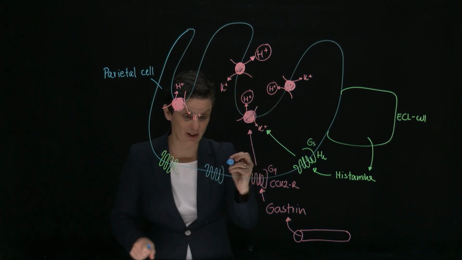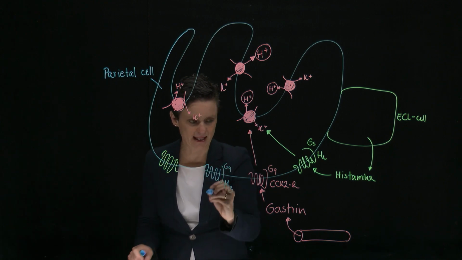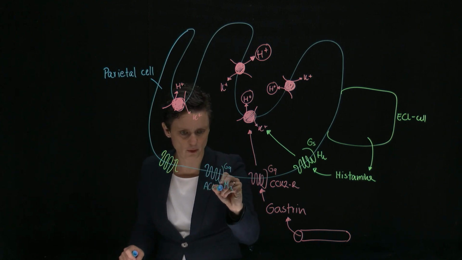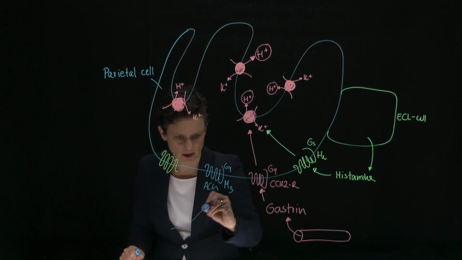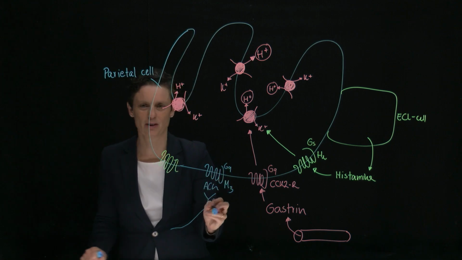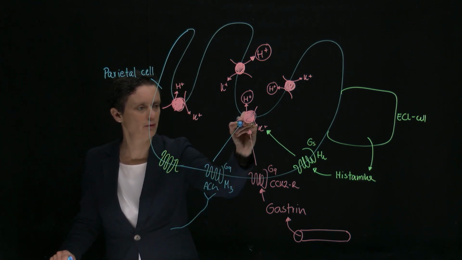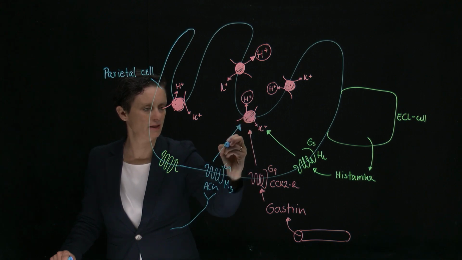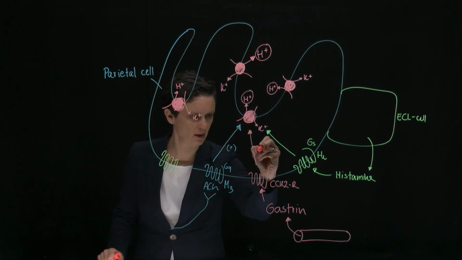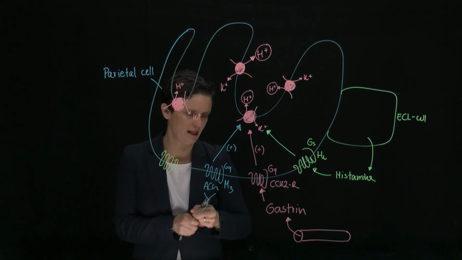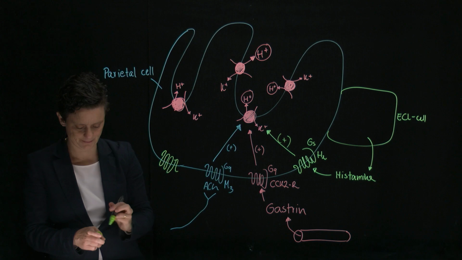Then we have another GQ-coupled receptor, that's our M3 receptor, and that's stimulated by acetylcholine, which is a neurotransmitter, so it's released from neurons. So there are all these neurons here. It can release it, so that's releasing acetylcholine, stimulating this M3 receptor, which is also going to lead to an activation of the proton pump. So these are all different stimuli that lead to the activation of the proton pump, making more acid.